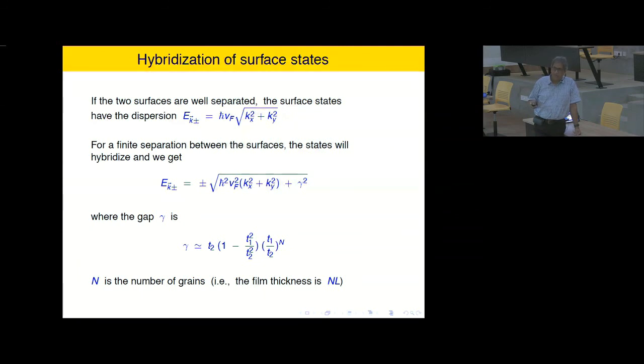So the point to note here is that apart from some factors in front, it's T1 by T2 to the power n. So this decreases exponentially with the film thickness as you expect. Right? The film thickness is n times L. So the thicker the film, the smaller is the gap. The smaller is the hybridization between top and bottom, so the smaller is the gap.